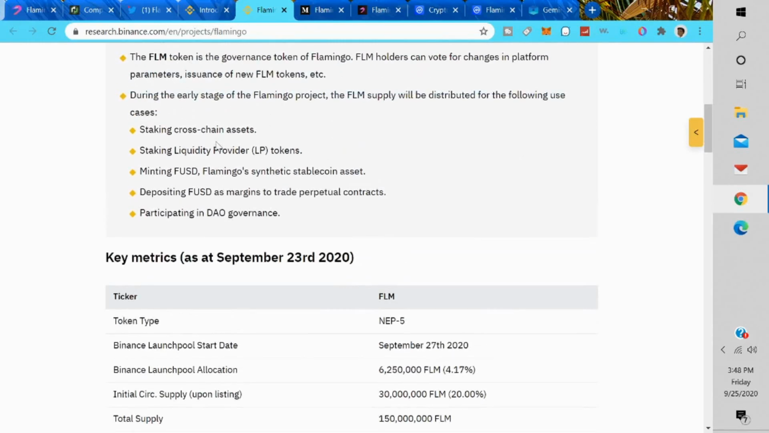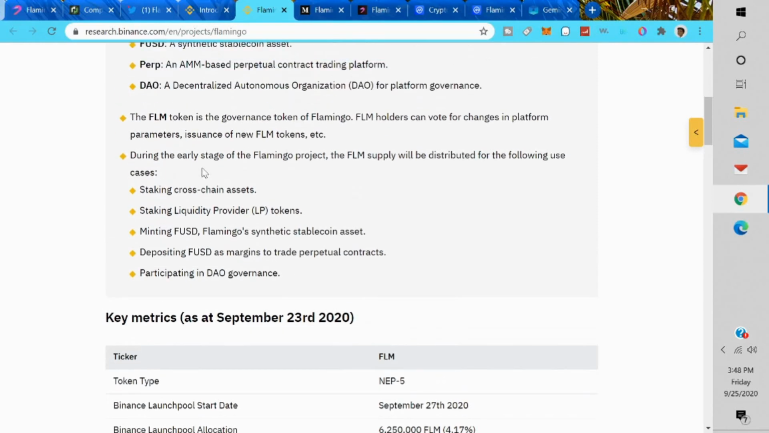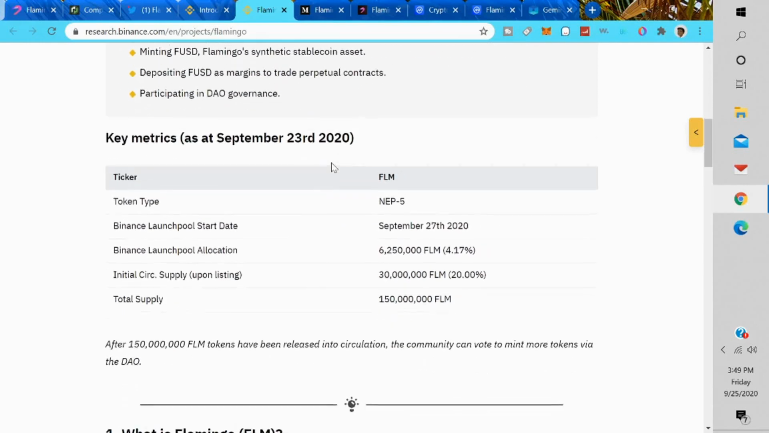Let's go to the use cases. During the early stages of the Flamingo project, the FLM supply will be distributed for the following use cases. The use cases will be staking cross-chain assets, staking liquidity provider LP tokens, minting FUSD, Flamingo's synthetic stablecoin asset, depositing FUSD as margins to trade perpetual contracts, participating in the DAO governance. The FLM token is a governance token of Flamingo. FLM holders can vote for changes in the platform parameters, issuance of FLM tokens, etc.